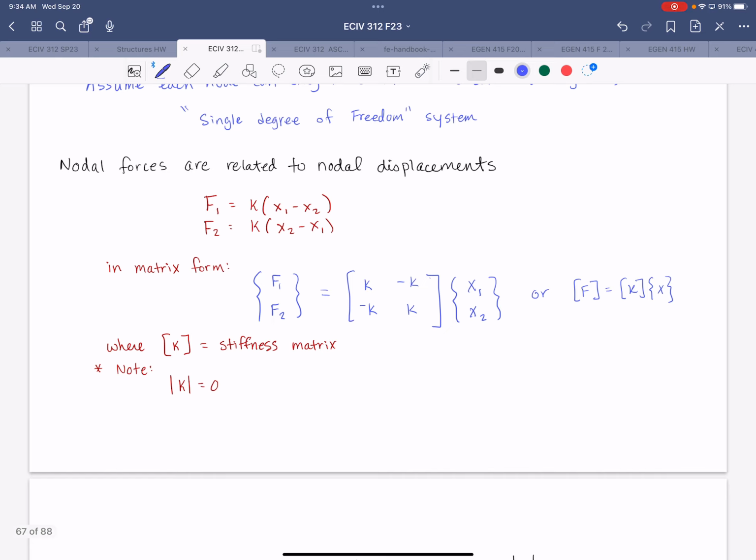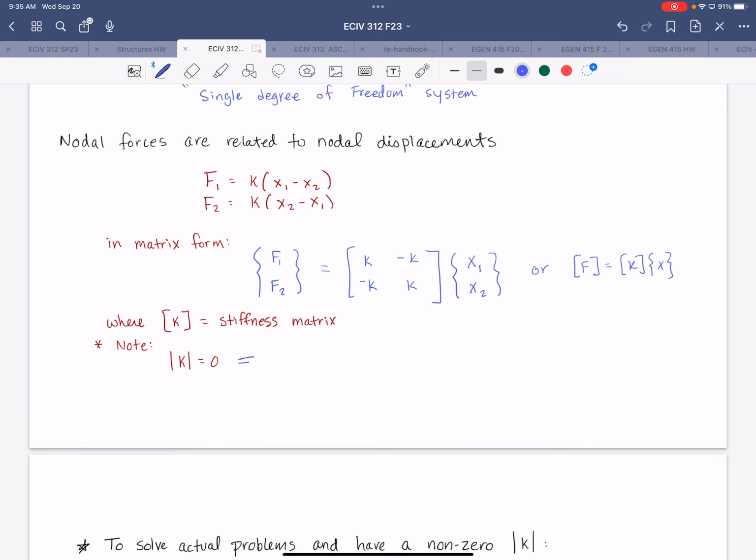If you look at this 2 by 2 stiffness matrix, you may notice that the determinant is equal to 0. Remember, with the 2 by 2, the determinant is the product of the main diagonal minus the product of the off diagonal. And in this case, it's 0. Why is that a problem? We have to divide by that to get the inverse. Yeah, so we can't get the inverse, because we can't divide by 0. So the inverse does not exist.